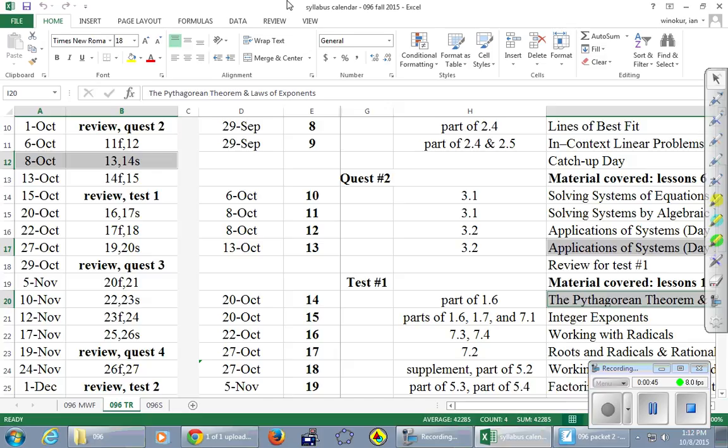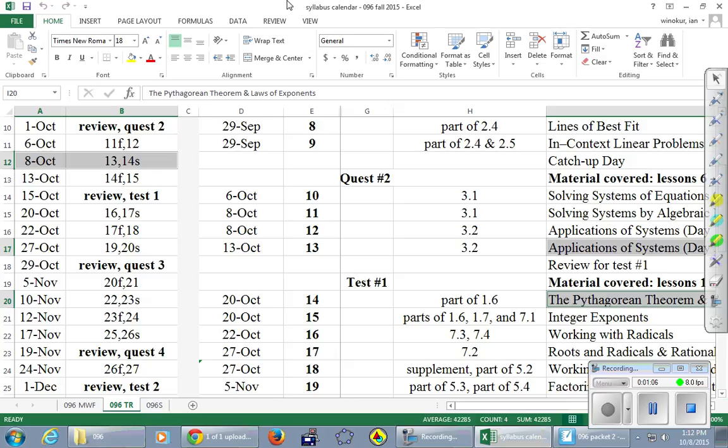So, looking ahead, we are starting right here, class number 14, which is about the Pythagorean Theorem and something else. What else does it say? Laws of exponents. Brand new topic, brand new flavor, brand new everything. These problems will look nothing at all like all the systems of equations we've been doing the last couple of weeks. Just brand new.